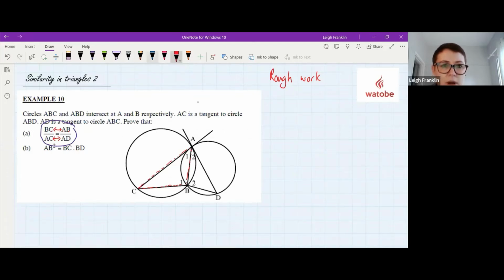Is ACD a triangle? Yes, ma'am. Is it? No, it's not. Okay, ACD, there's no line going across here. So ACD is not a triangle. All right, so now that means we've got to try something else.